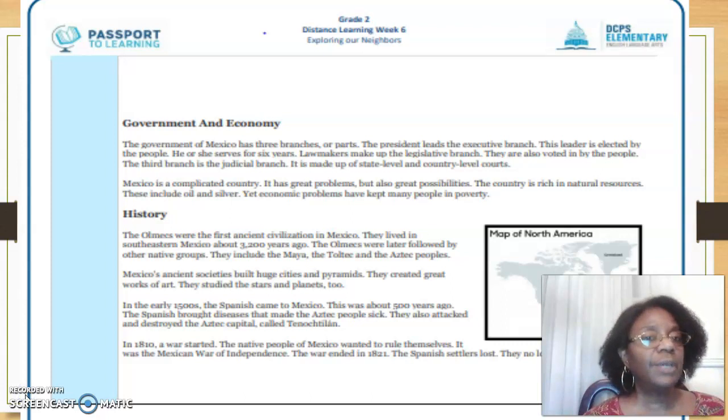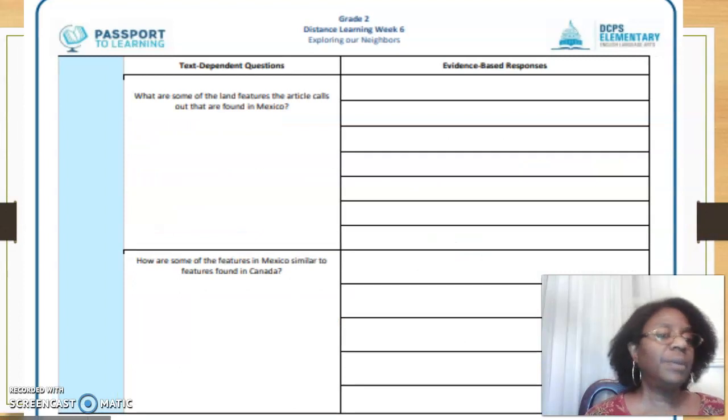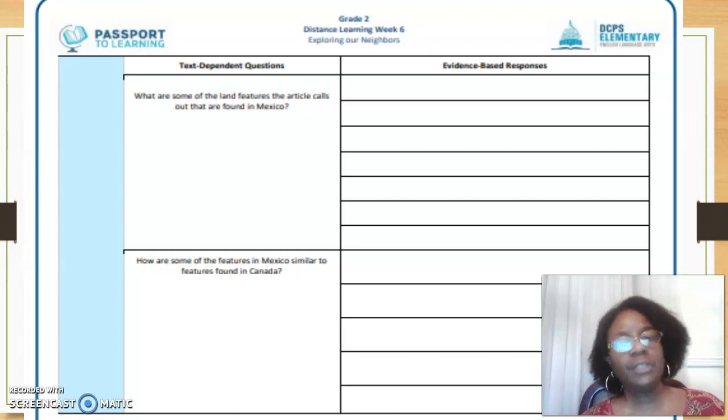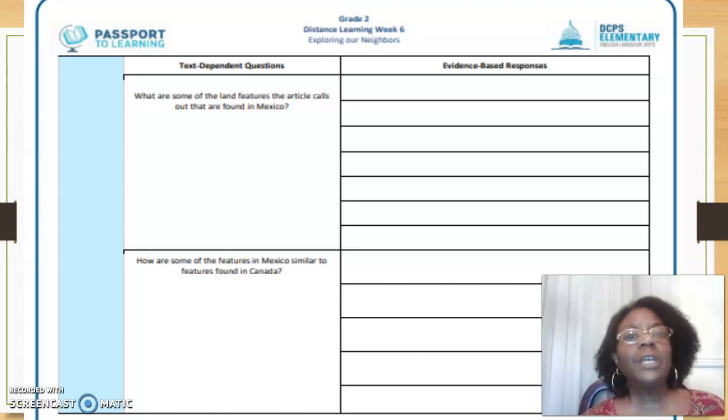All right, now that we've read about Mexico, we're going to turn to page 15 and we're going to see what our assignment is for today. So, what they want us to do is look at these text-dependent questions. And by text-dependent, that means the answer to your question is going to be found right there in the article. So your question is dependent on the text for its answer. That's why they call it text-dependent questions.